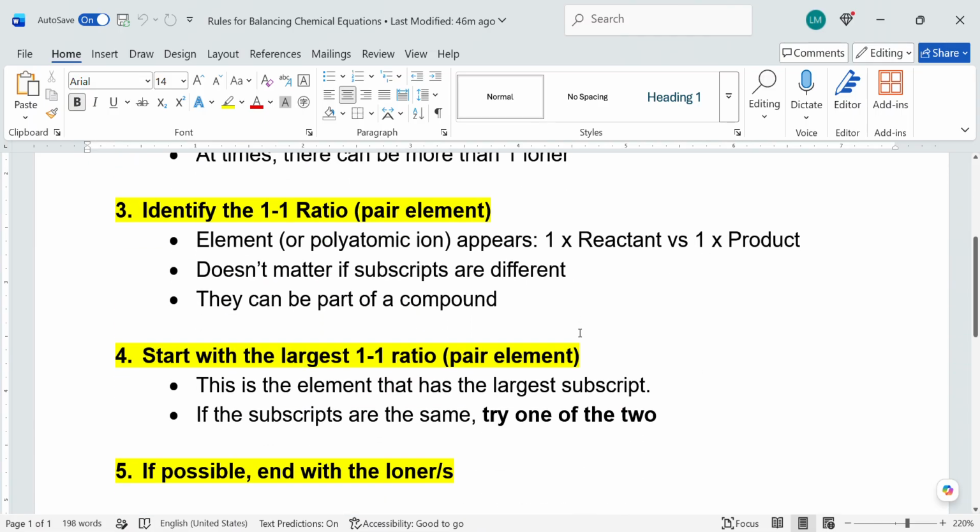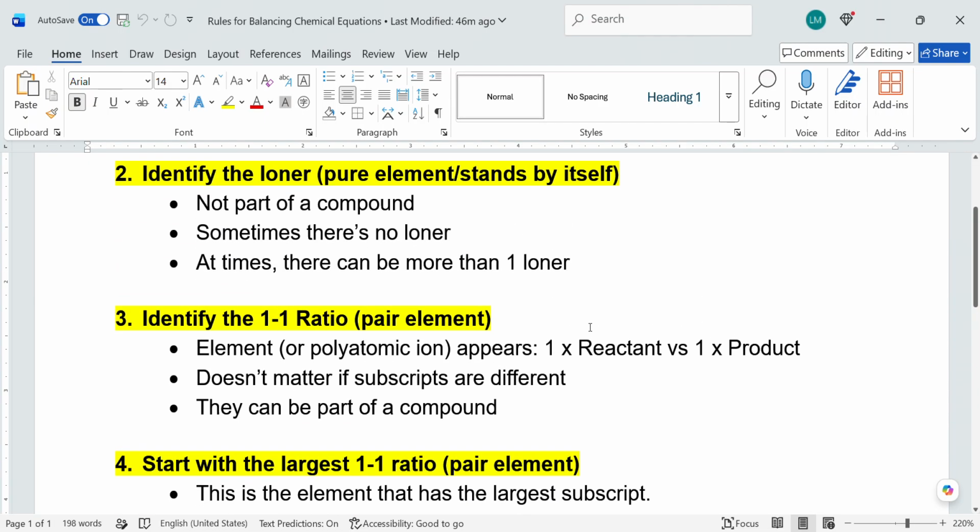The third step is to identify the 1:1 ratio, also known as the pair element. That would be the element, or at times the polyatomic ion, that appears one time on the reactant side and one time on the product side. It does not matter if the subscripts are different, and they can be part of a compound. So that's how you identify the 1:1 ratio.